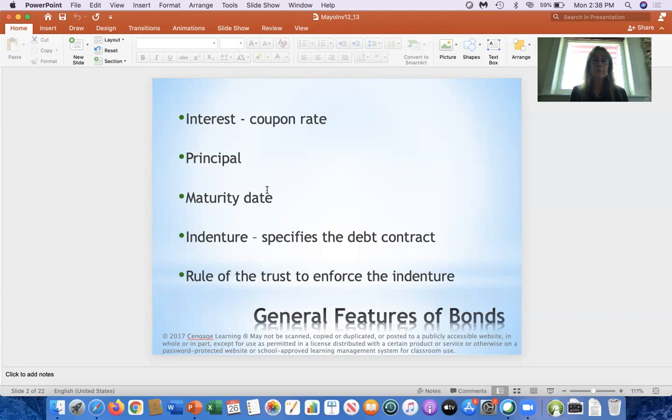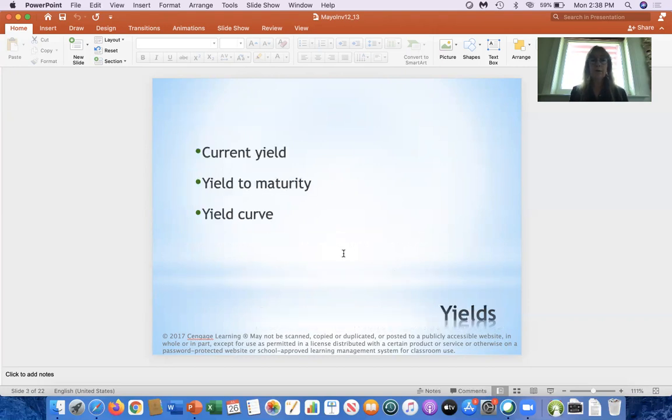The maturity date is when the bond matures and they give you back your principal. All right, so those are the main things I wanted to talk about there. Okay, so when you have a bond, what you're making on the bond, your rate of return, that's your yield to maturity.